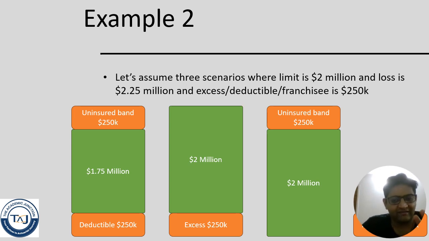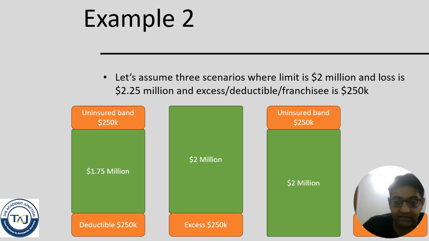In the franchisee case, again, the case is clear cut. The liability is greater than the franchisee amount, so the claim will get triggered and $2 million will get paid out. The customer will have an ultimate liability of $250,000 that they have to pay from their pocket.